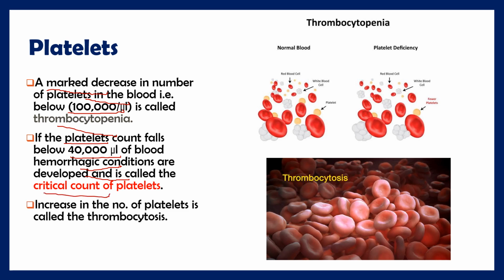And if we talk about thrombocytosis, it is an increase in the number of platelets in the blood. So this is the thrombocytosis, and this is the normal blood platelet count, and this is the platelet deficiency count, which is also known as thrombocytopenia.